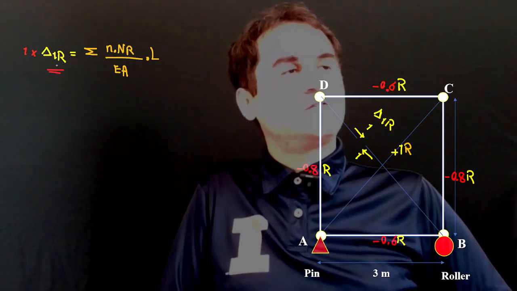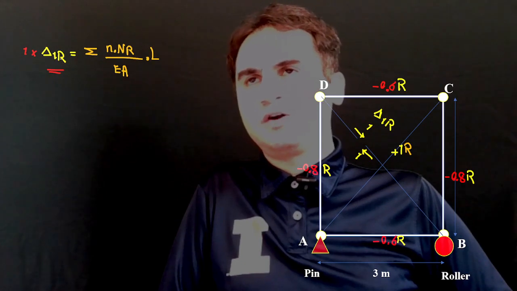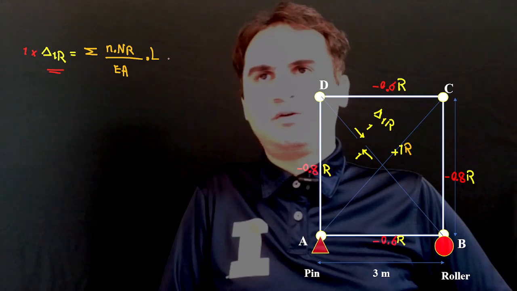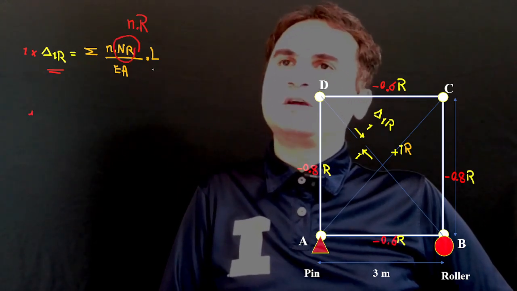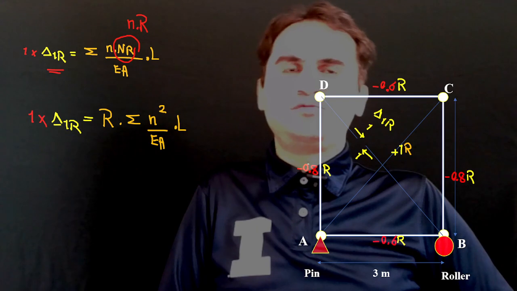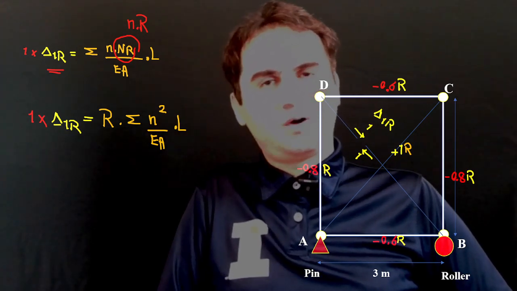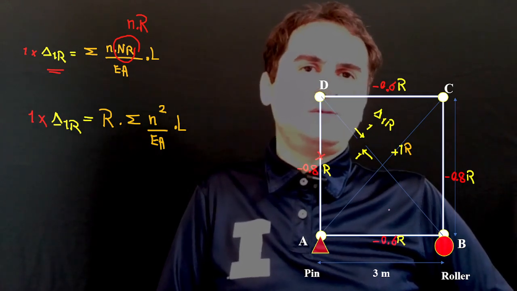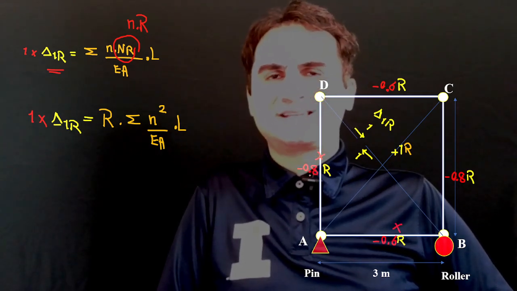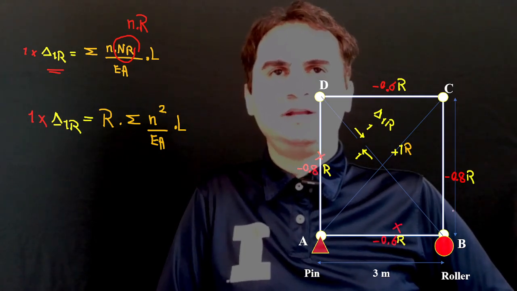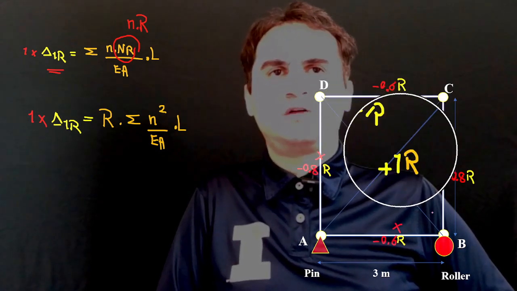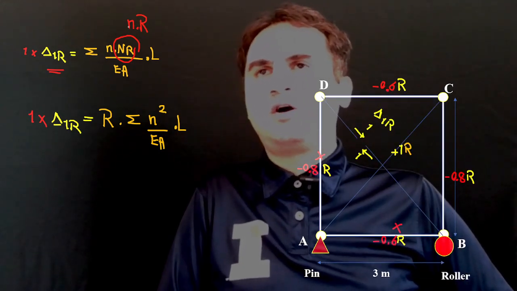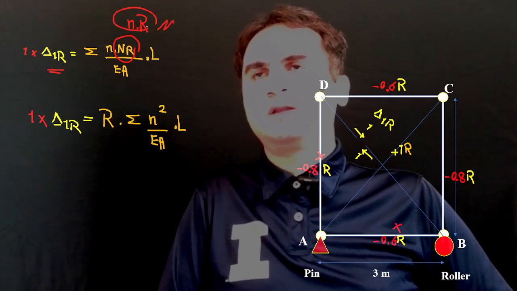Now the effect of the redundant reaction: 1 times delta 1R is equal to the summation of small n capital N over EA times the length. This time, we already calculated small n, so if you simply multiply all the members by the reaction, that's negative 0.8 times R, negative 0.8 times R, negative 0.6 times R, 1 times R, and so on. Simply multiply all of them by R, and it gives you capital N for this part.